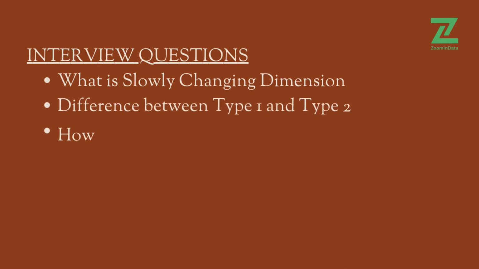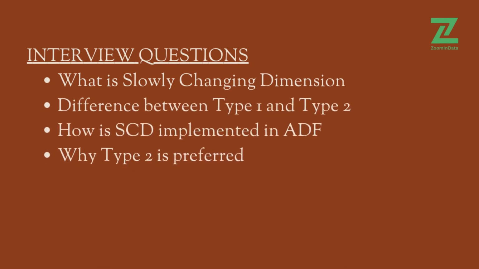Interviewers often ask, what is a slowly changing dimension? They focus on Type 1 versus Type 2 differences. They also ask how SCD is implemented in ADF and why Type 2 is preferred.